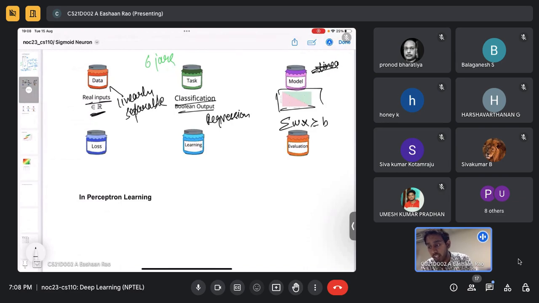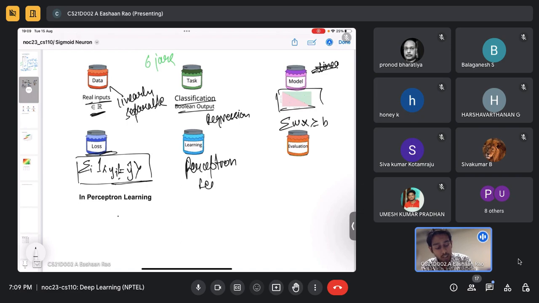Loss function is actually defined as sigma of I, 1 if yi is not equal to y hat. I will need to check how this loss function is, but you can understand it. And perceptron learning is the learning algorithm that we saw just now, maybe a few minutes ago. It tells how it updates the weights, and evaluation is basically accuracy.